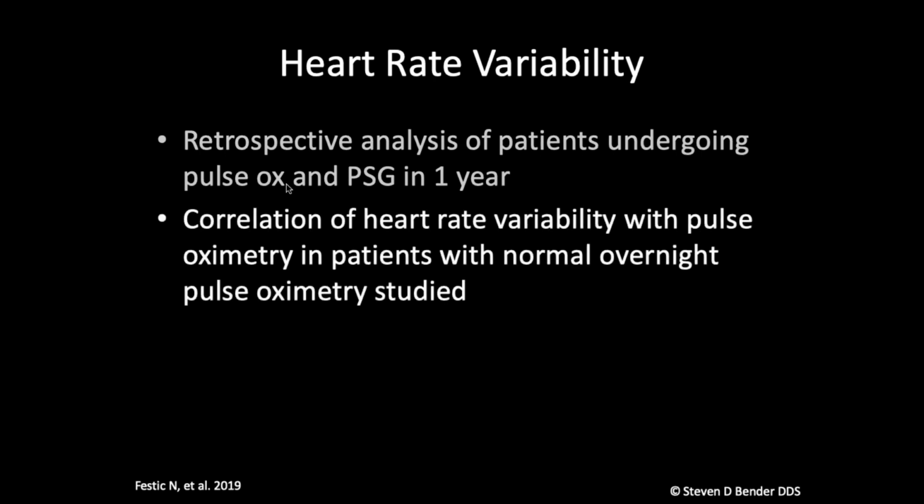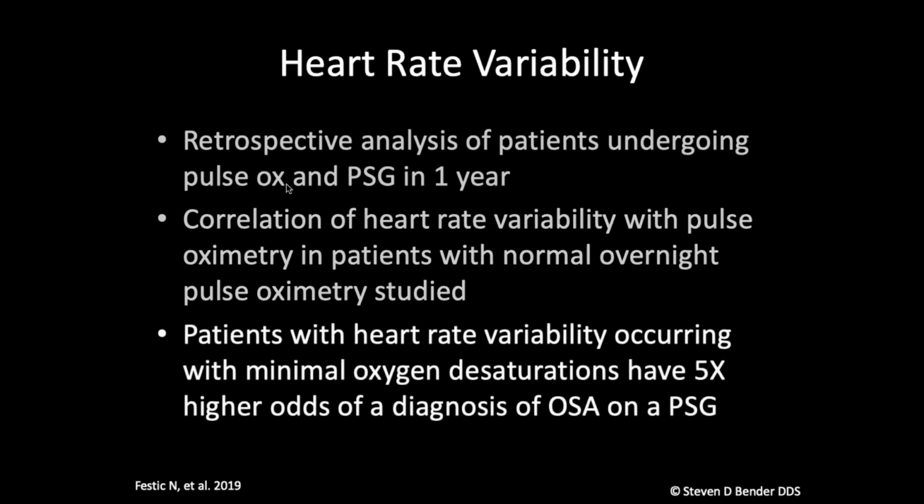And what they found was a correlation of this heart rate variability, in other words, this up and down, found in pulse oximetry, in patients who had what we call normal overnight pulse oximetry. That's what was being looked at, kind of like the patient I just showed you. And what they found in this study was that patients with this heart rate variability occurring even with normal oxygen desaturations, in other words, not significant, had a 5-times increased risk of a diagnosis of obstructive sleep apnea when they then had a polysomnography, or in-lab sleep study.